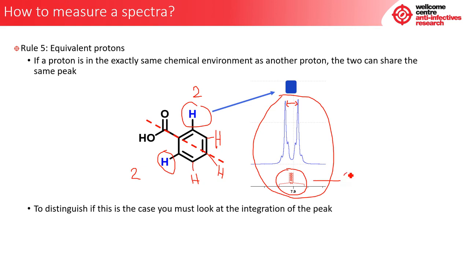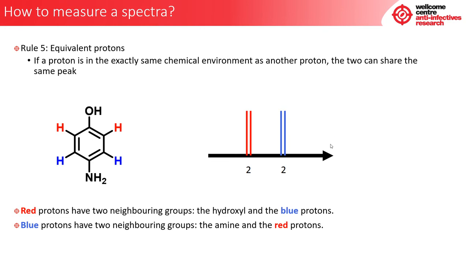So it's telling you not only that each one of these has one neighbour, because of the n+1 rule, but also that 2 protons are accounting for it. And because they have merged together, they must be identical. This might look a little bit weird from this perspective, so let's take it back a notch. Let's look here.